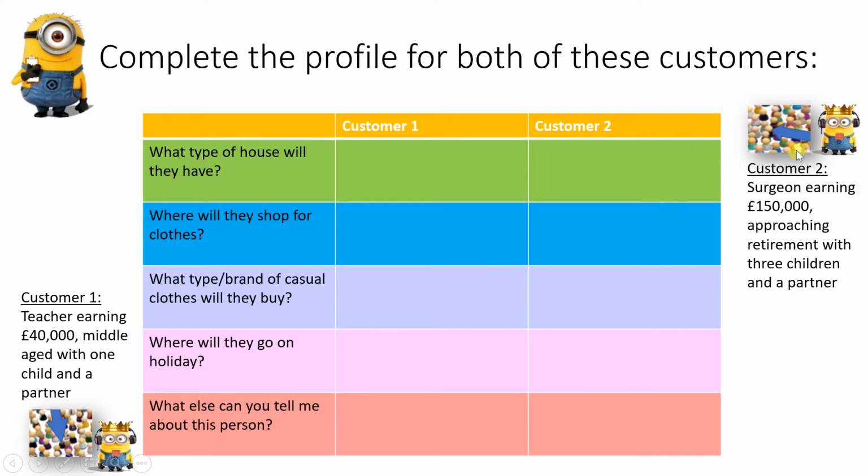Same thing now for customer 2, that's the surgeon earning £150,000, who's approaching retirement and has 3 children and a partner. You need to go down that final right hand column and choose the house, the shops and so forth, where you think it's a realistic decision that that particular person is going to make.